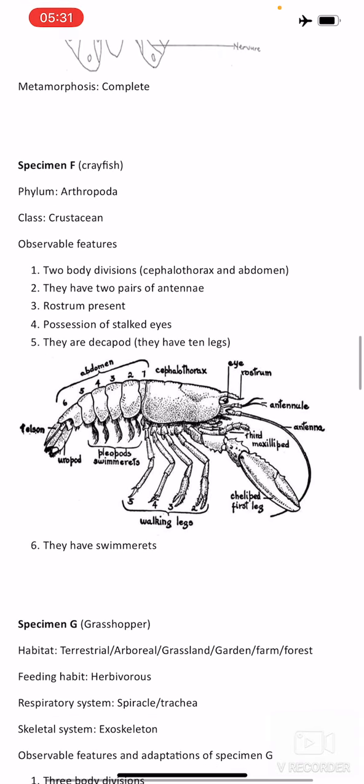We also have specimen F. Specimen F is crayfish. It belongs to the phylum Arthropoda, and the class is Crustacea. So observable features, just look at it: two-body division, that's cephalothorax and the abdomen. They are also decapod. The meaning of decapod is that they have 10 legs. Because if you look at that diagram, you will notice that they have 5 pairs of legs, and 5 pairs of legs is 5 times 2. So they have 10 legs.